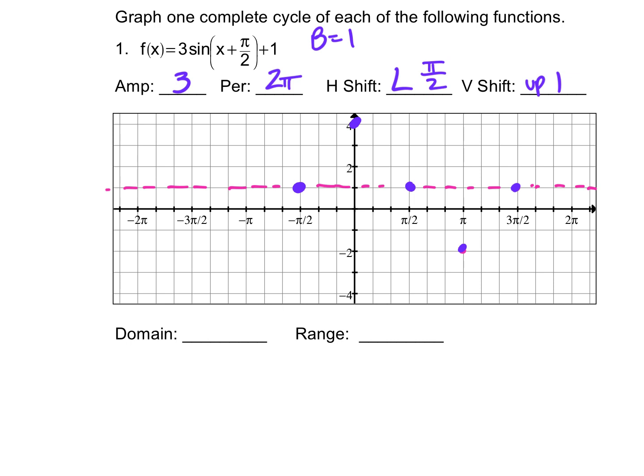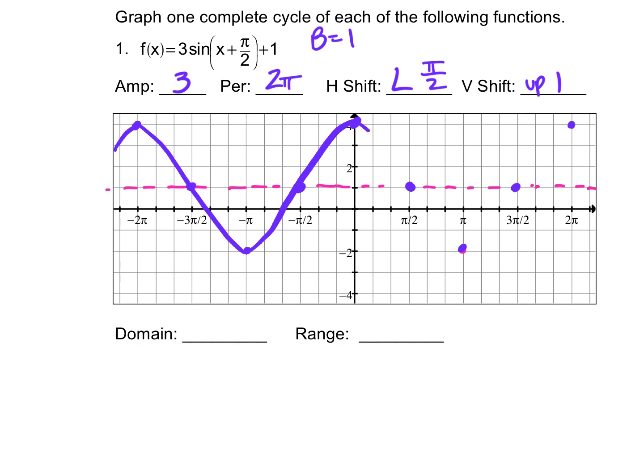and down to the minimum of -2. Left 3 blocks and back to my central axis. Left 3 blocks and up to my maximum. I might be able to fit one more point over here, back up to a max, and I just kind of fit this and I get my graph within my points here.